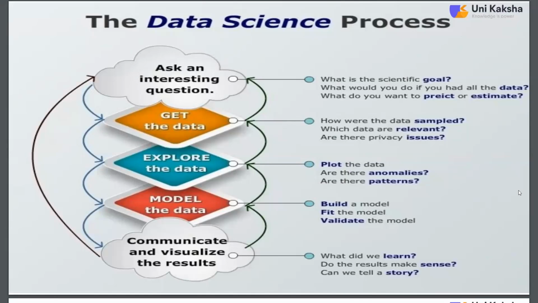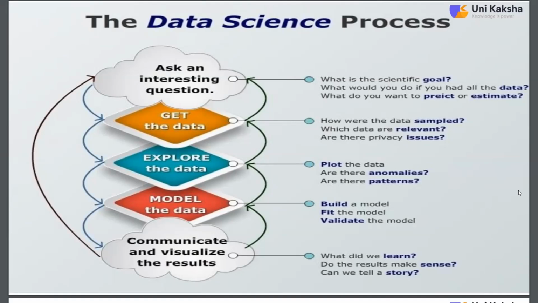According to those goals, the aim and the targets, we need to get the data. The relevant data is very important. That's why we need to ask questions like how and where the data is sampled, which data are relevant, and whether there are privacy issues. Some of the data have privacy issues, so you need to get permission from the owner. So this is the second step: data acquisition, or the collection of data, in the data science process.